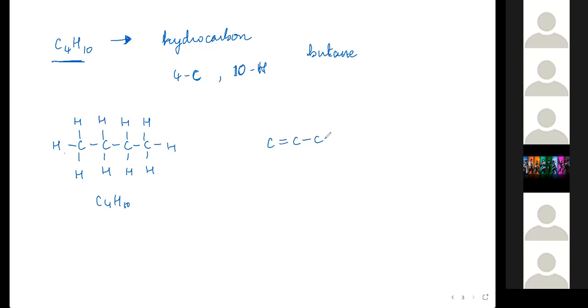Let me put one double bond, 4 carbon atoms. Remaining will be filled with hydrogens. यहाँ पे 1, 2, 3 already are. H10 नहीं होगा. हाँ. तो कितने H आ रहे हैं? 8. C4H8 आ रहा है ना? So this we'll not consider because it is not C4H10.